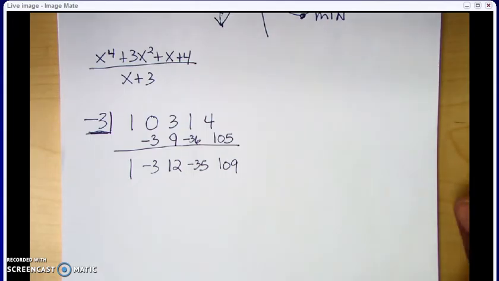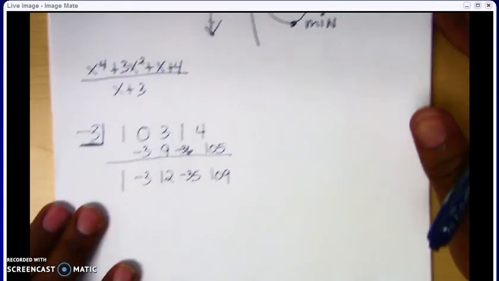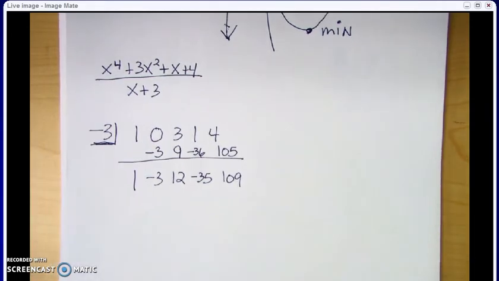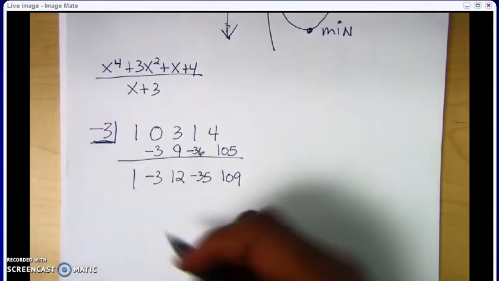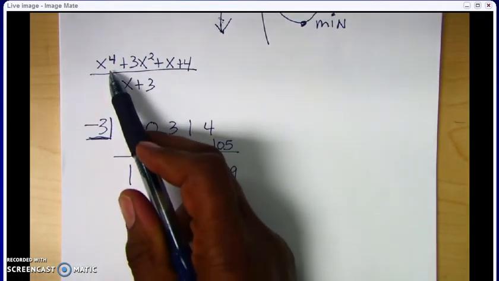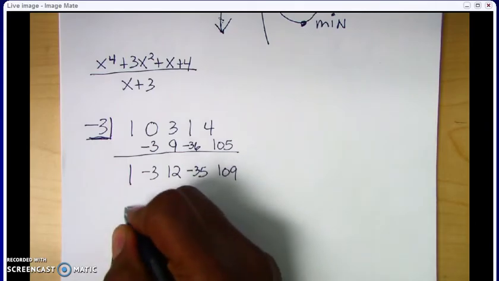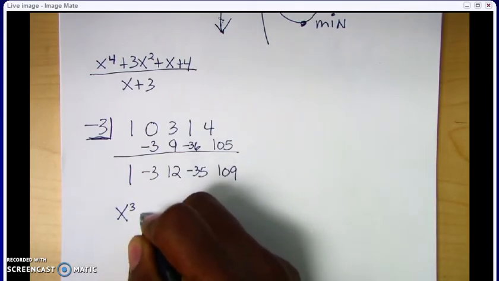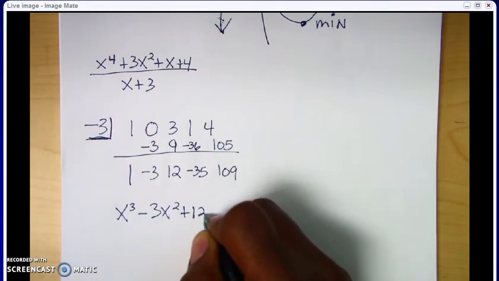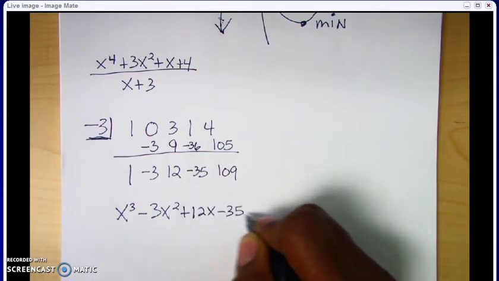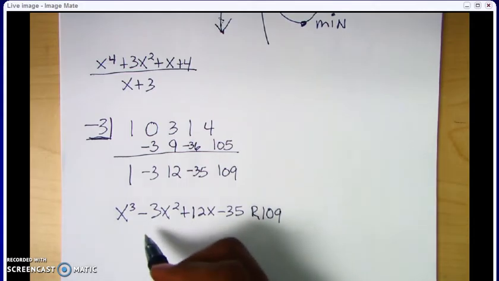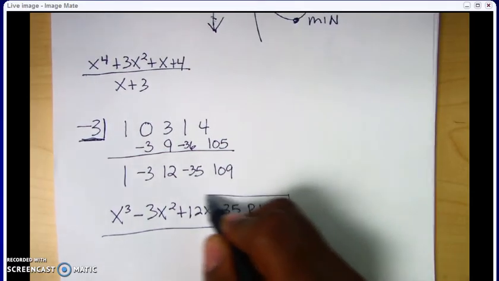So what you want to do on these problems that say, if they say divide, use long division, they're not going to be testing you on method, guys. So you want to use what's most expedient. I like this synthetic division. So remember, your first term is going to be 1 less than the degree of your starting term. So this is going to be x cubed, subtract 3x squared, plus 12x, subtract 35, with a remainder of 109. And that is the final answer right there.